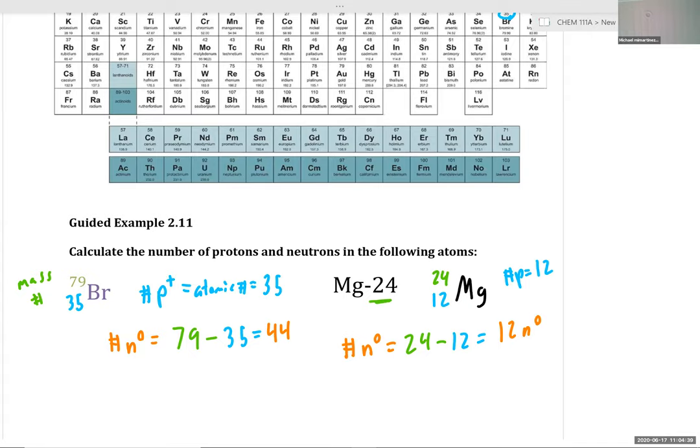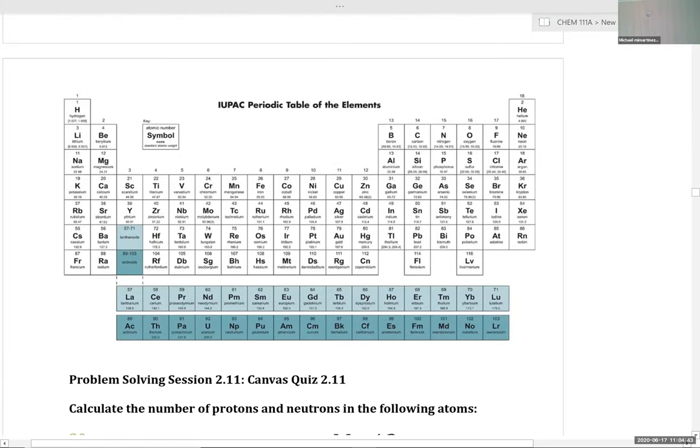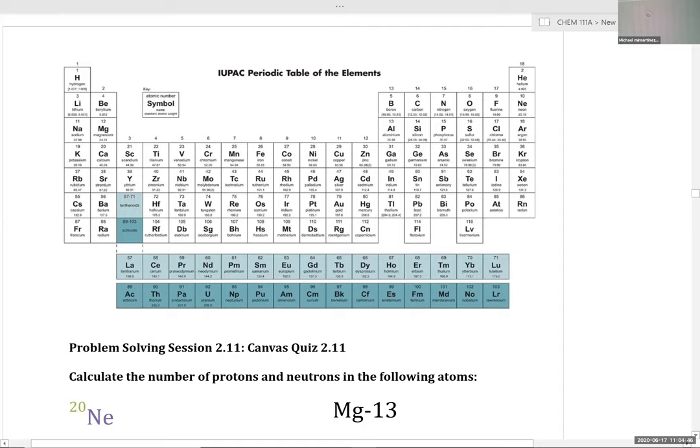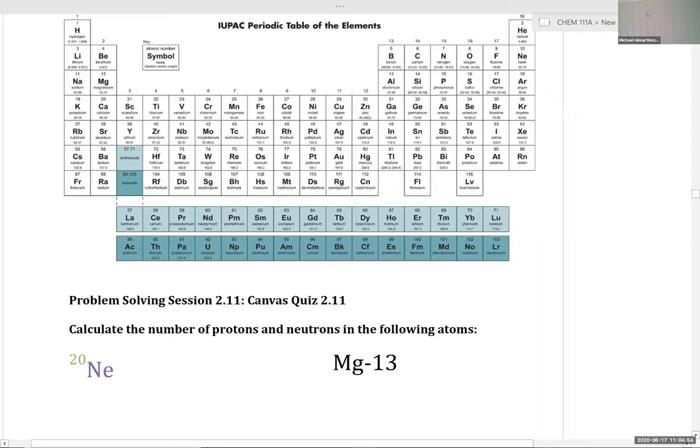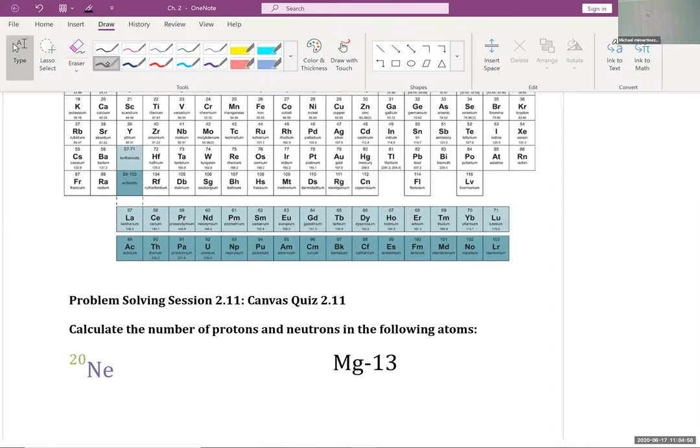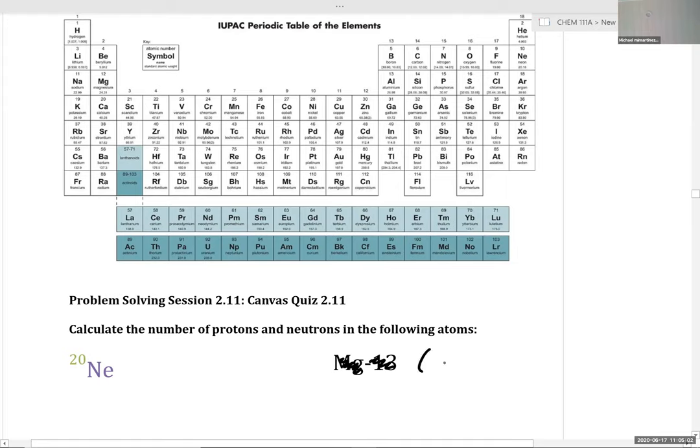Perfect. So to test our understanding, I'd like you to open up Canvas Quiz 2.11. And I'd like you to attempt and calculate the number of protons and neutrons in the following atoms. And just as a correction really quickly, this should be carbon 13, as that's what will appear in your Canvas quiz. I'll be checking to see how everyone's doing, and you're more than welcome to submit your responses via Canvas or through the Zoom chat feature. So let's take about 3 minutes to work through this example, and we'll come together to discuss in about 3 minutes.